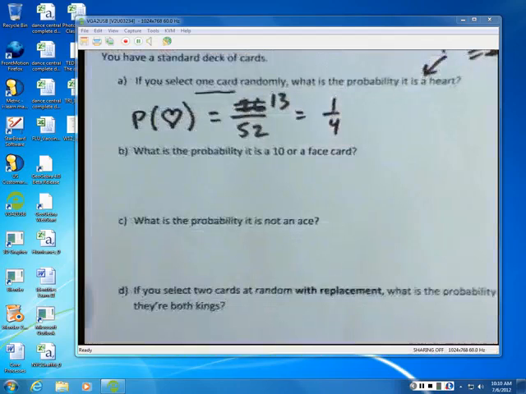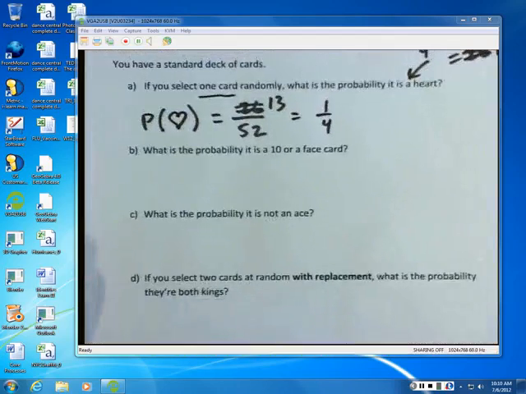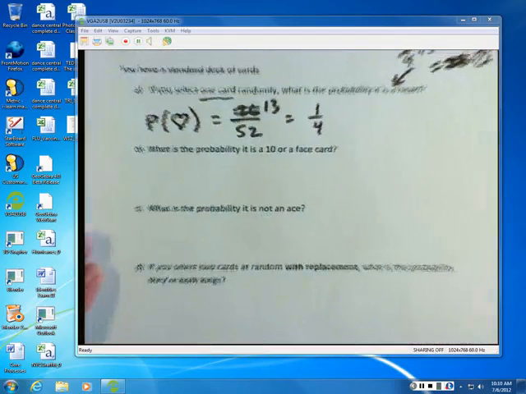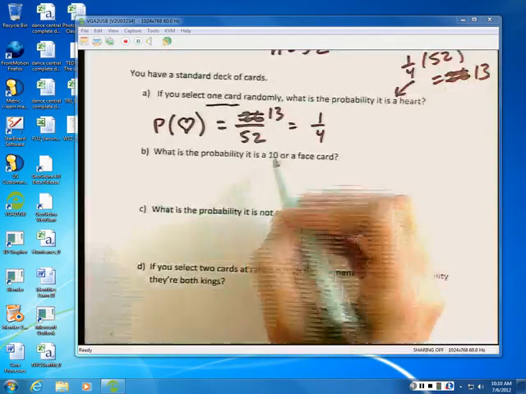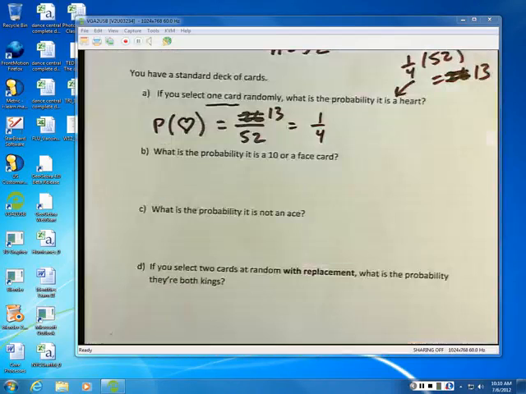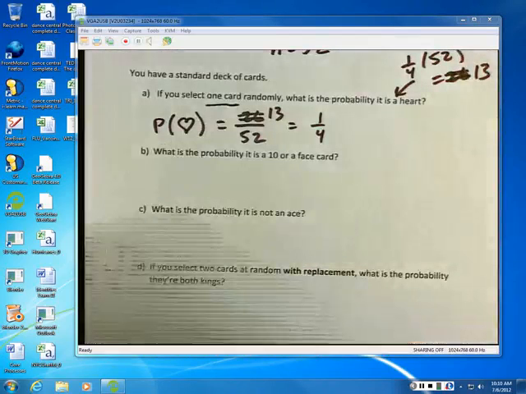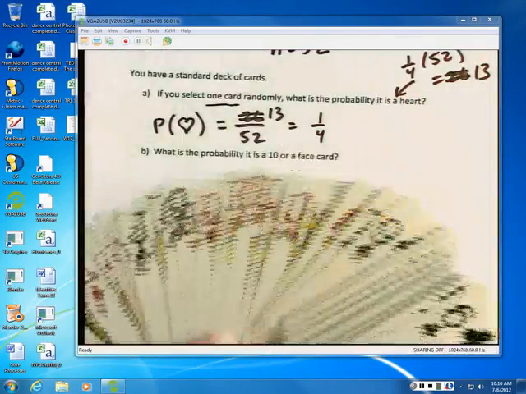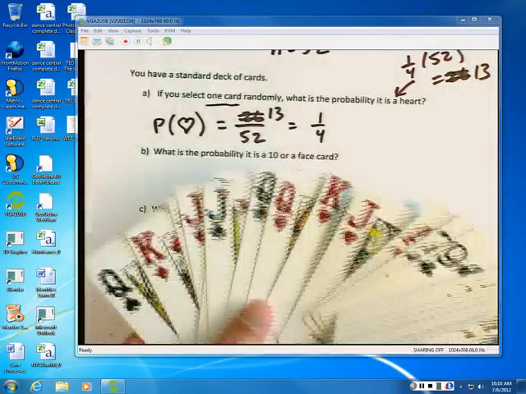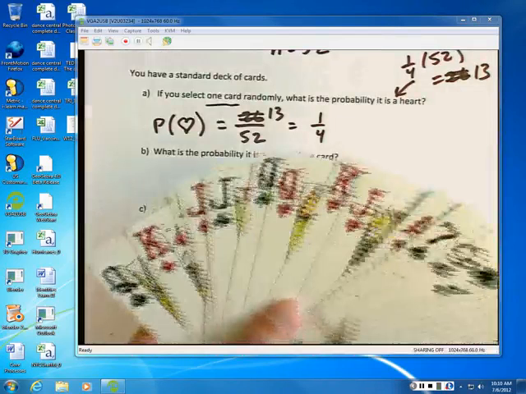Okay, so let's see. So we got that figured out, right? 13 in each suit, not 26. And we reduced that 13/52 to 1/4. Okay, what's the probability that it's a 10 or a face card? The face cards are the jacks, the queens, the kings. There are 4 of each, because there's 4 in each suit. Oh, look, mine's already in order here, more or less.